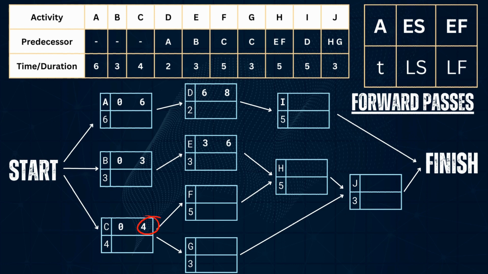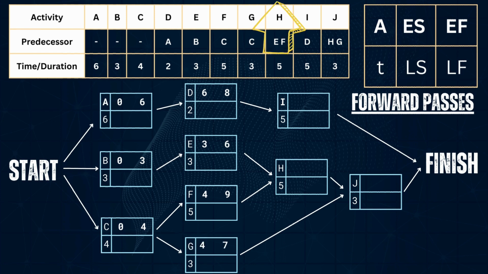And since 4 is the earliest finish of activity C, the earliest start of activities F and G is 4. So to get the earliest finish, 4 plus 5 is equal to 9, and for activity G, 4 plus 3 is equal to 7.